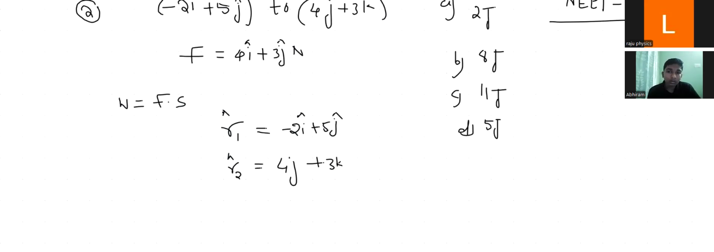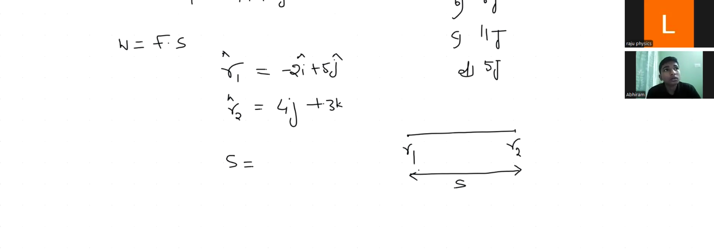Now for example, the body is moving from point R1 to point R2. So the body is initially located at R1 and it is going to R2. This is the displacement between the two points, that is S. So what is the formula? S equals displacement, the shortest distance between two points, that is R2 minus R1.